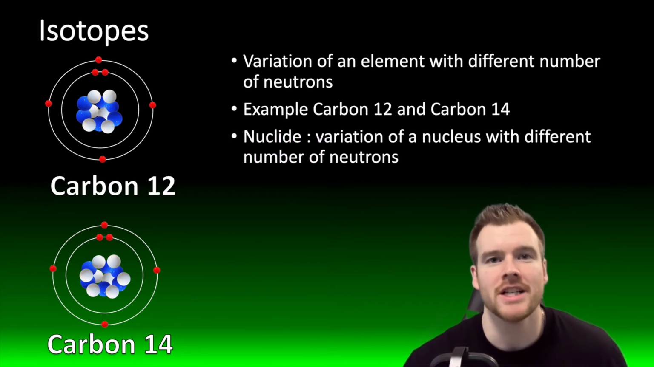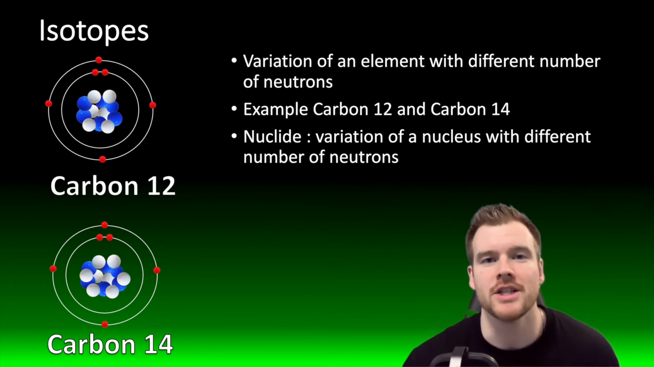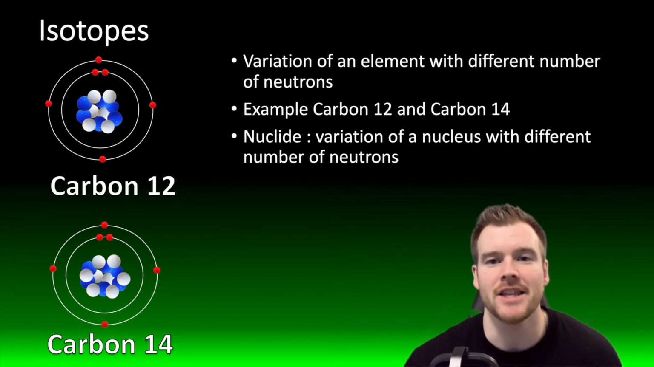Since this is just the nucleus that's changing, the changing nucleus in an isotope is called a nuclide, which is a variation of the nucleus with different number of neutrons. Just kind of saying that the electrons are staying the same, it's just a change in the nucleus.